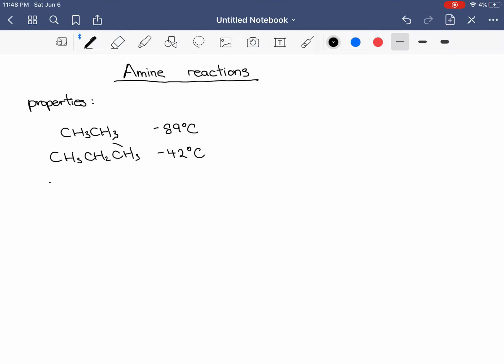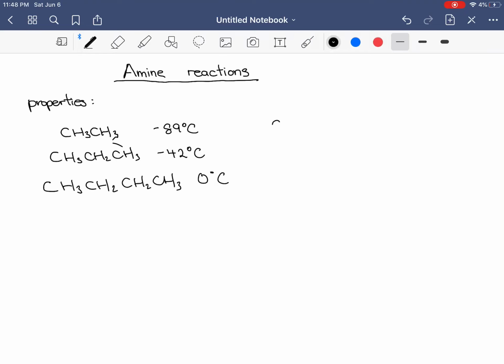Every carbon that you add will increase the boiling point by around 40 degrees. So by the time you get to butane, you're looking at 0 degrees Celsius. So it takes 0 degrees Celsius, or 273 Kelvin, to break apart the intermolecular forces between these butane molecules. All right, how does that compare to amine?